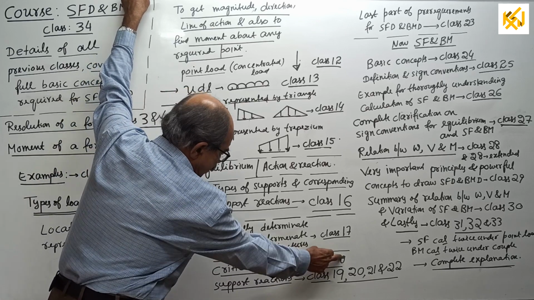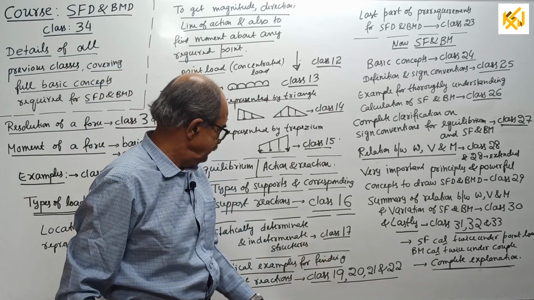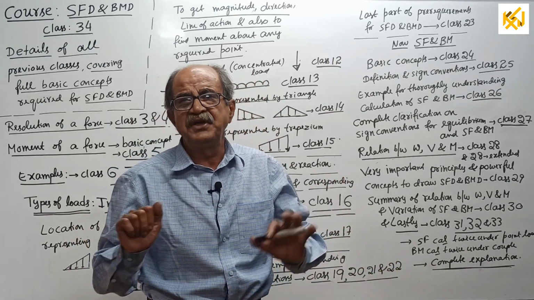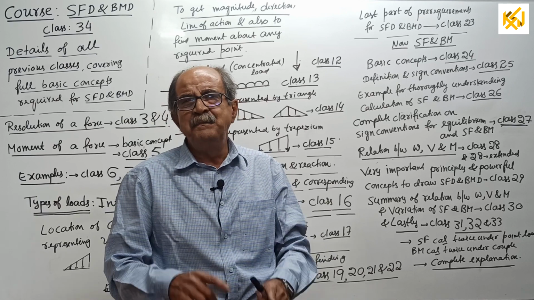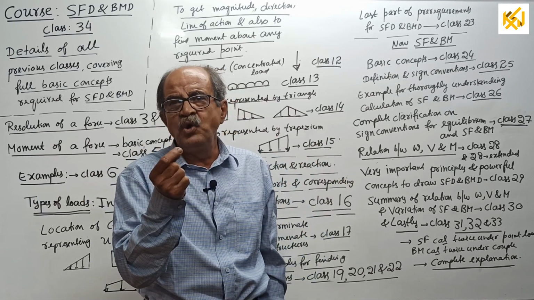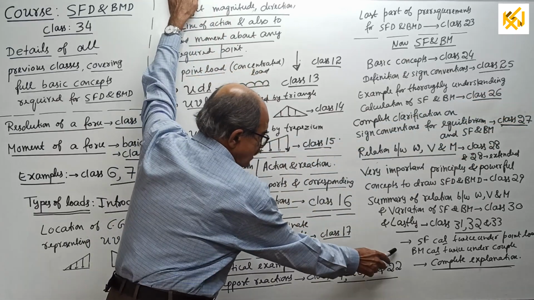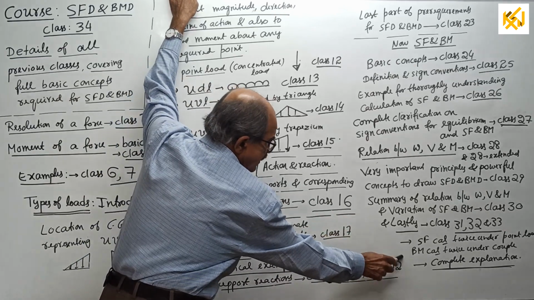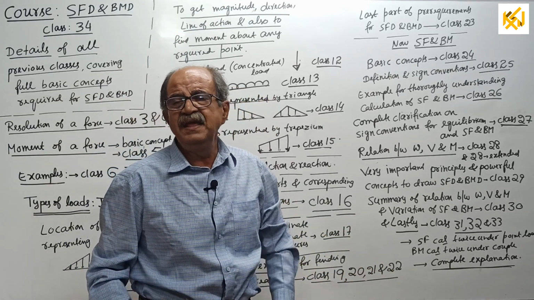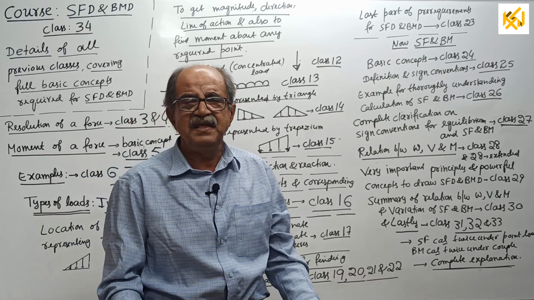Critical example for finding support reaction. Very, very important: 19, 20, 21, 22. Huge example, but a completely master example. Not a single doubt will come for you when you go for support reaction if you master or thoroughly study this one. It will take some time. Go through it. For learning, some effort is required. You cannot learn everything directly.